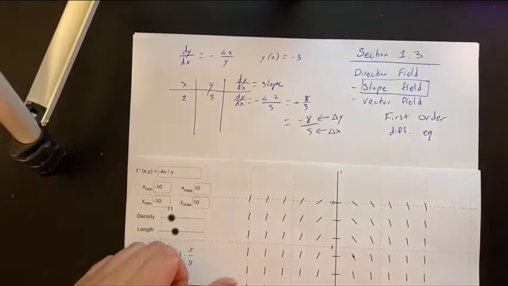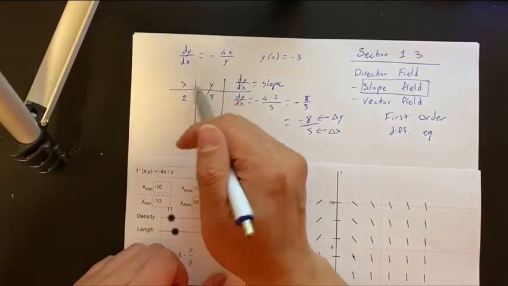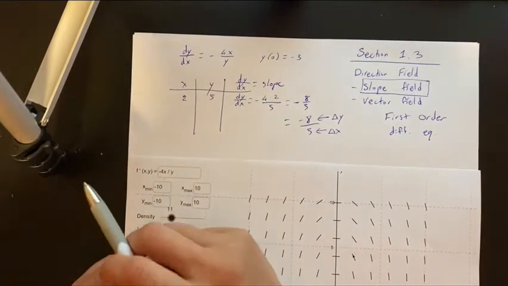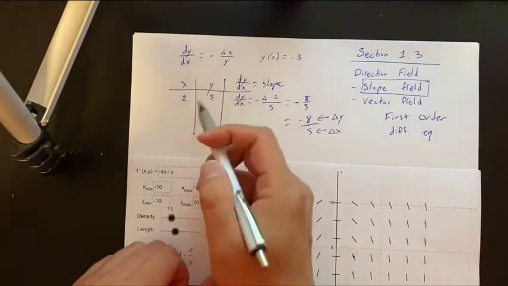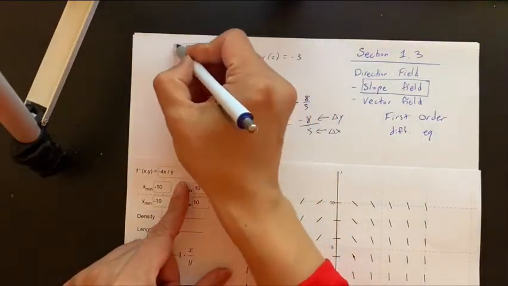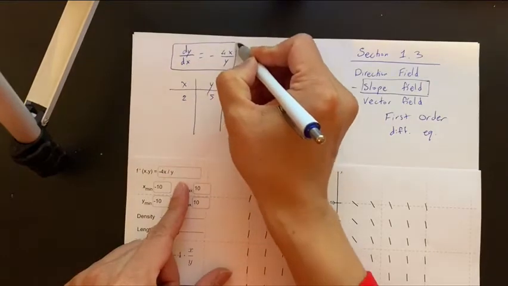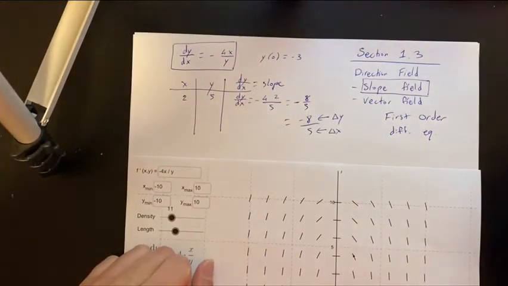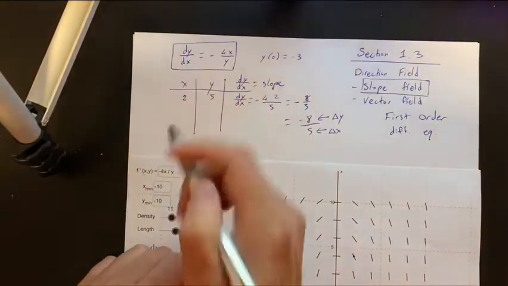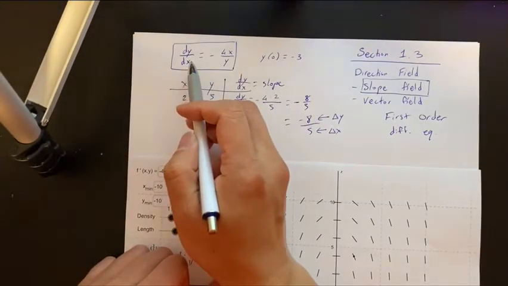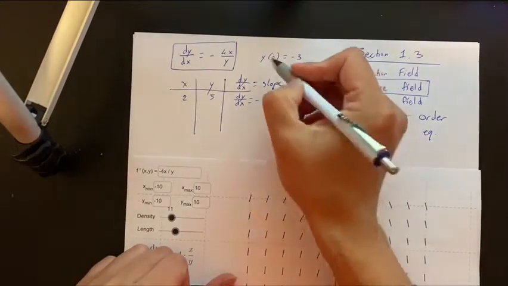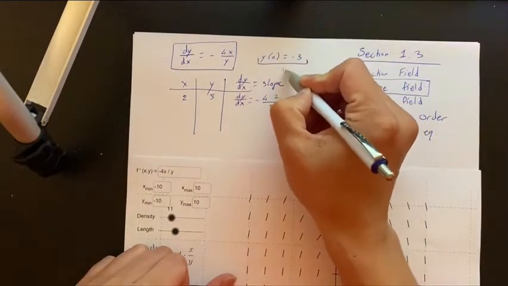Okay, so I'm just going to do this one problem. This is a problem from my math lab that was asked by a student. So here you have this differential equation dy/dx is equal to negative 4x over y. And that's your differential equation, and right away you see that this is a first order differential equation. And here's the initial condition.